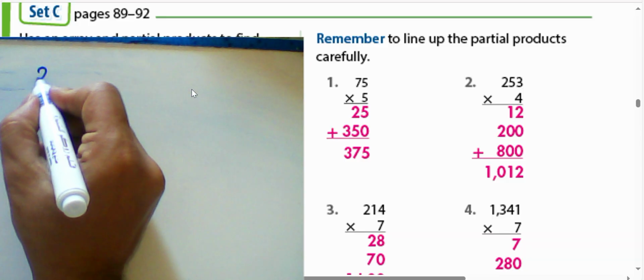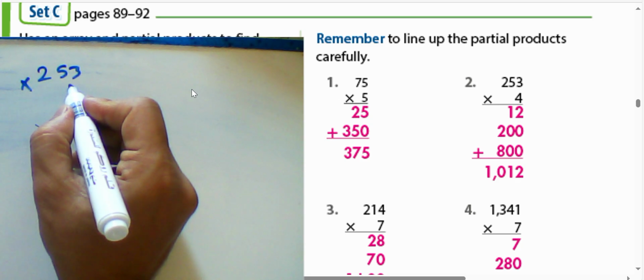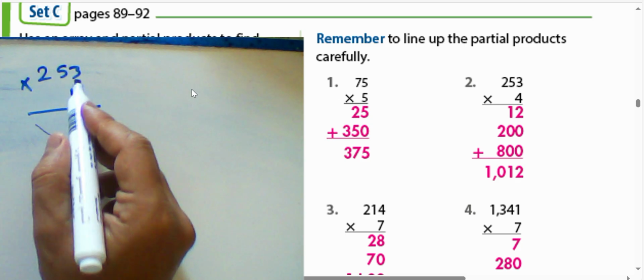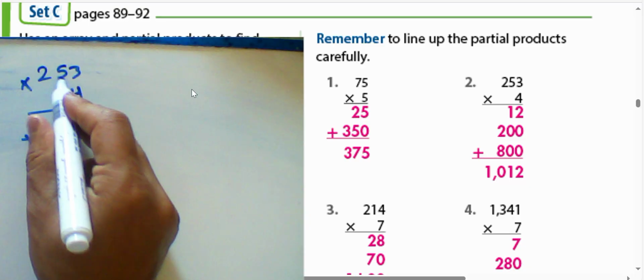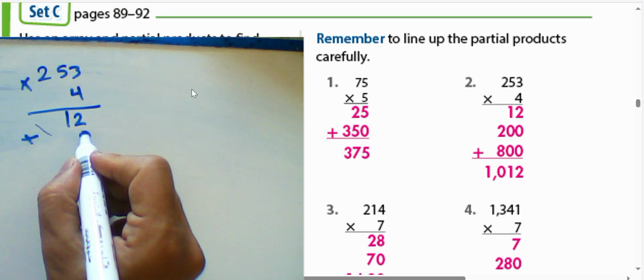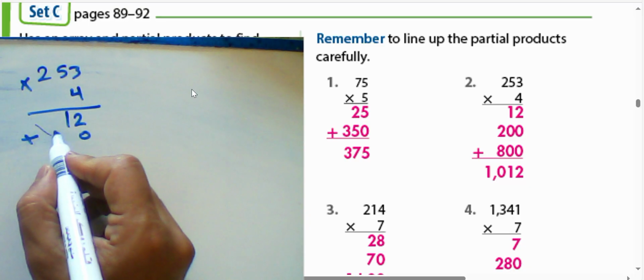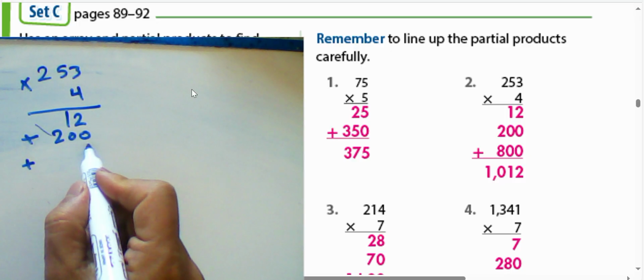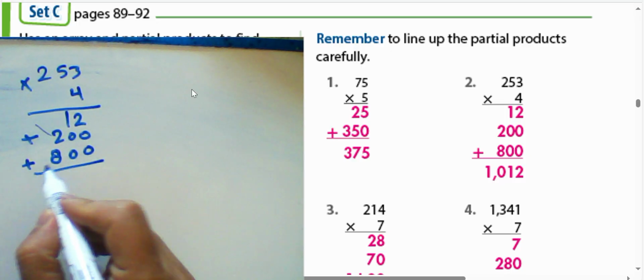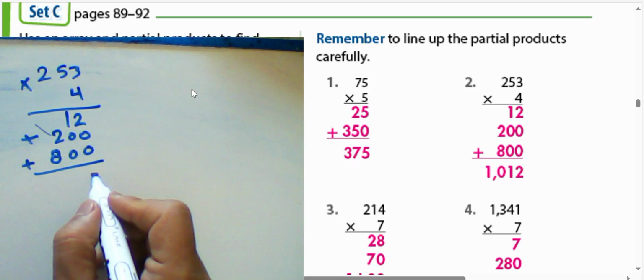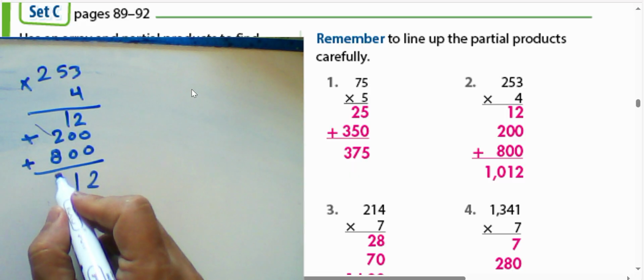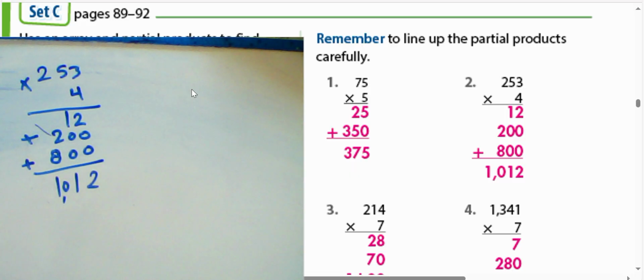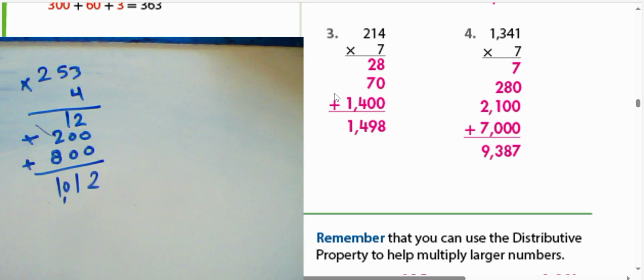Next question, 253 product by 4. We can write 3 times 4 equal 12, and 5 times 4, put 0 here, 5 times 4 is 20. Because 5 is in the tens place, we must write 0, and also put double 0, and 2 times 4 equal 8, because 2 is in the hundreds place. 2 plus 0 is 2, 1 plus 0 is 1, 2 plus 8 equal 10. The result will be 1012.